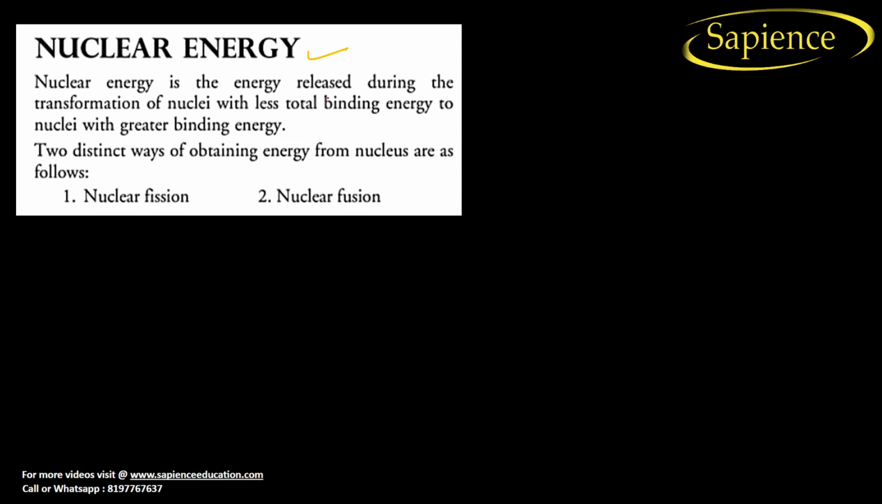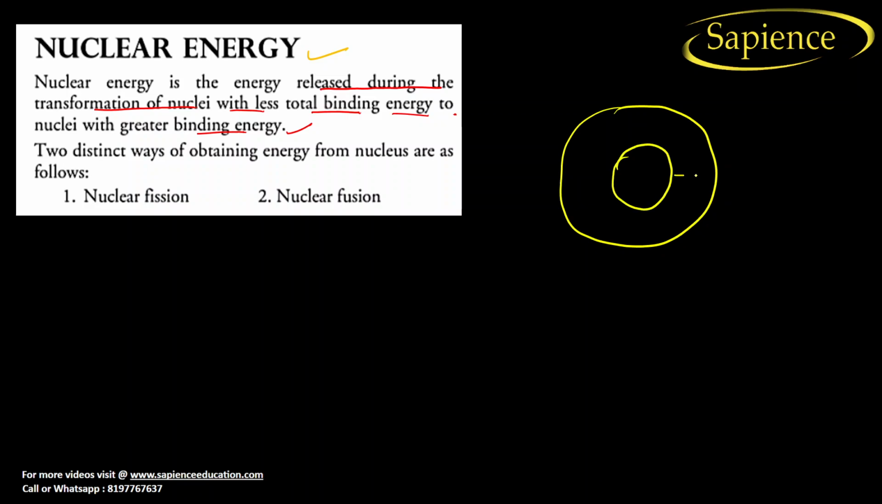See, nuclear energy is the energy released during the transformation of nuclei with less total binding energy to nuclei with greater binding energy. So let us consider this is an atom and this is a nucleus, right? Now what happens whenever there is a breakdown or combination of the nucleus, whenever there is a change in the form of the nucleus? Nuclear energy will be released, right?